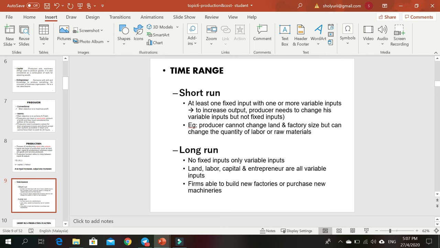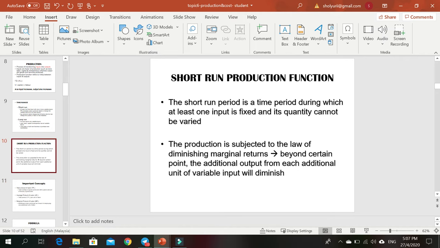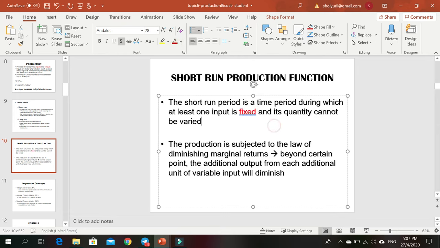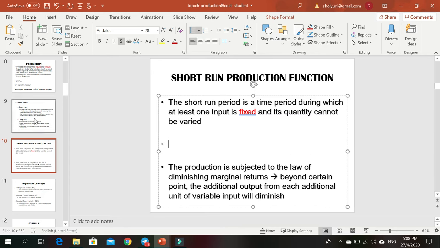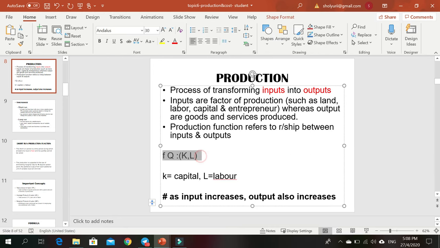Okay, so production ada two time range, which is short run and long run. So what is short run? Short run is a period of time during which at least one input is fixed. Keywords dia kat sini. Satu input akan jadi fixed masa short run, and its quantity cannot be varied. The quantity tak boleh berubah untuk input yang tetap tersebut. So ingat balik, kita punya tadi equation adalah FQKL.